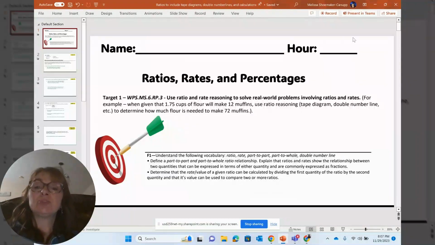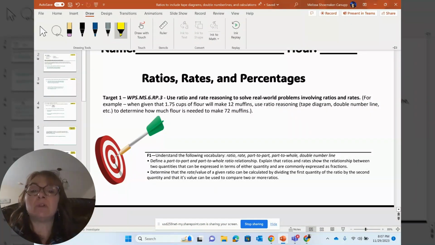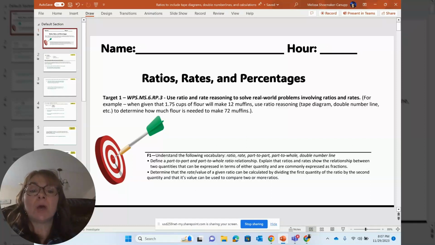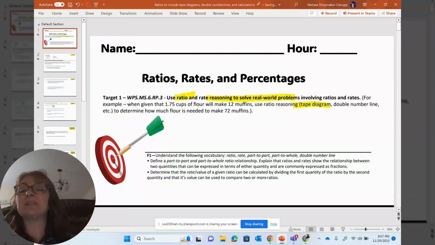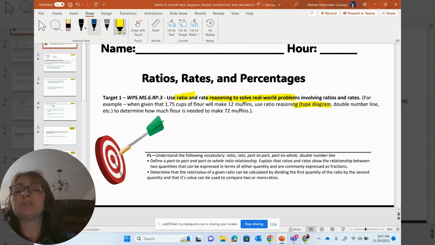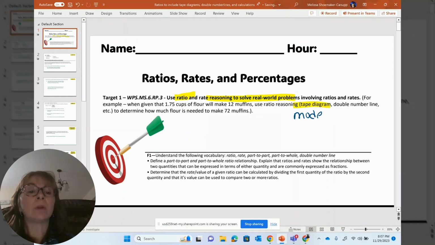Today we're going to pick up where we've left off with ratios, and we're going to start to learn how to solve those problems involving ratios. Reasoning to solve real-world problems. We're going to start out with tape diagrams today. We are also going to first kind of illustrate what this is going to look like with a model or a picture.